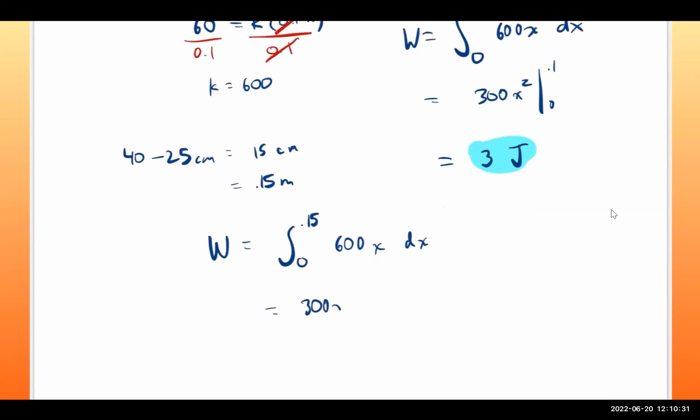So this is going to be 300x squared from 0 to 0.15. If you plug that in and compute that, it's going to be higher than the previous problem, which is what we were expecting: 6.75 joules. And that does it.